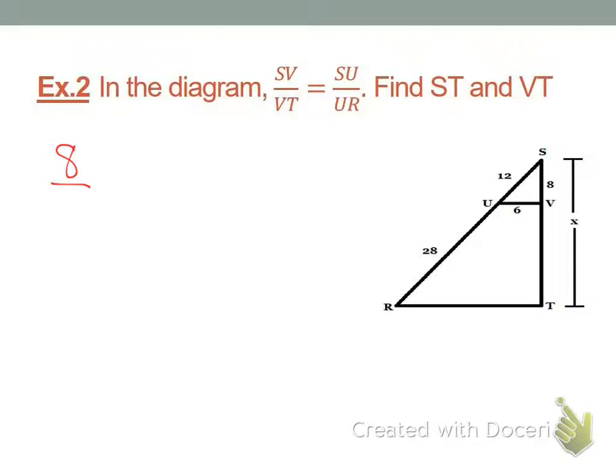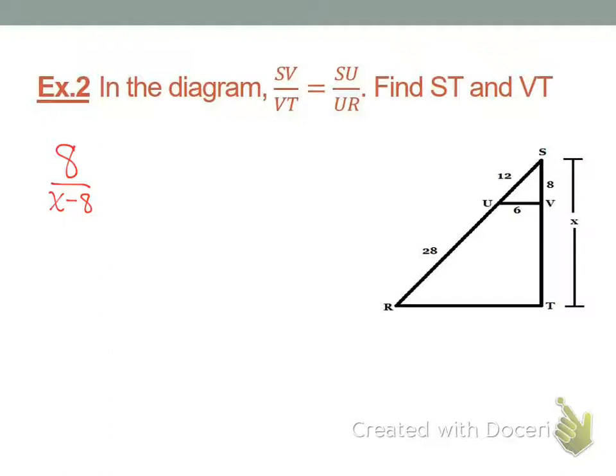Kobe? 8. Close. You're on the right track. John? Disagree. Maj? X minus 8. So if X is the whole thing, and we only want part of it, we just have to take away or subtract that 8. So X minus 8 is how we could express VT.